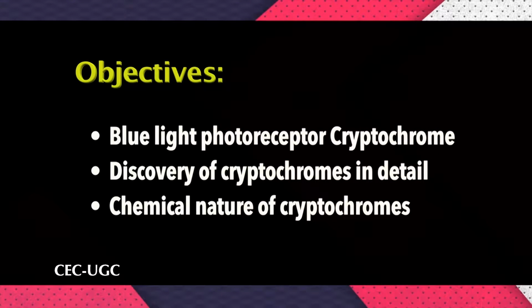Hello dear students, today we are going to discuss the topic Cryptochromes, their discovery, chemical nature, role in photomorphogenesis and mode of action. The main objectives of today's topic are: number 1, to get aware about the blue light photoreceptor cryptochrome. Number 2, to study the discovery of cryptochromes in detail.